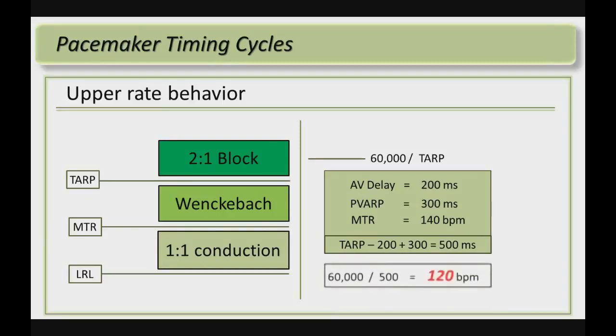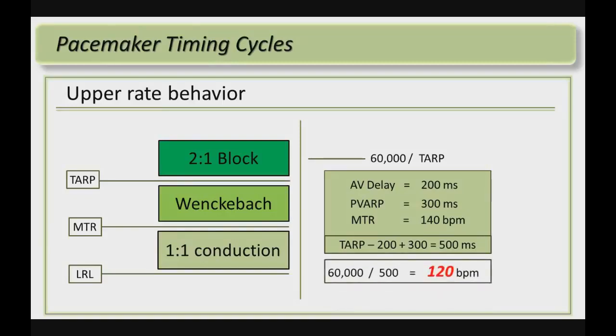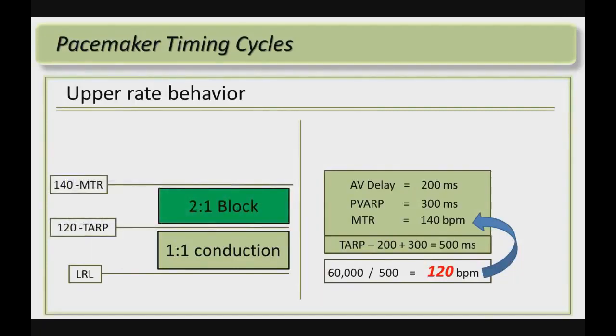So we take 200 plus 300 and we get a TARP of 500 milliseconds. Next, we take 60,000 milliseconds, divide it by 500 milliseconds, our TARP, and we get a 2-to-1 block point of 120 beats per minute. Wait a minute, this is no good. If you look closely here, our 2-to-1 block point is less than our max track rate. This scenario would look something like this. From our lower rate limit up to 120 beats per minute, we'd have 1-to-1 conduction. Anything above 120 beats per minute, and we'd have 2-to-1 block. So this patient is in need of some reprogramming.